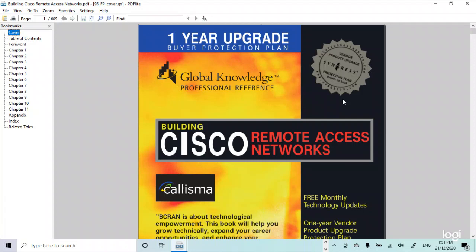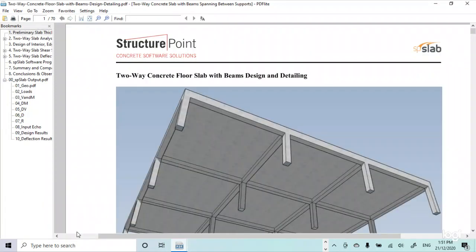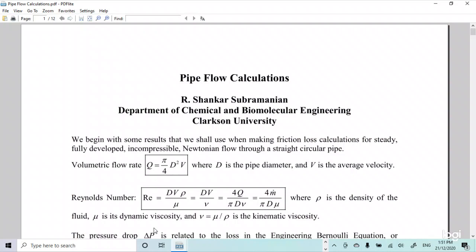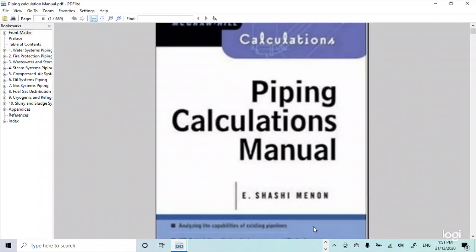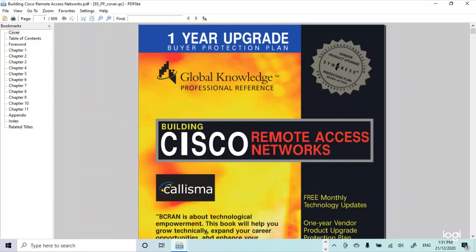In today's lesson for the civil engineer, I provide you with the two-way concrete flow slab with beam design and the detailing. So overview plan and the details are explained, detail components are explained. For the mechanical engineer, I provide you with the pipe flow calculation technical paper together with the piping calculation manual. For the electrical engineer, I provide you the Cisco remote access and network. So this is for the two-day lesson.